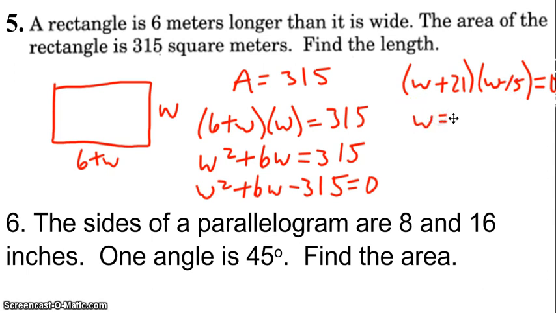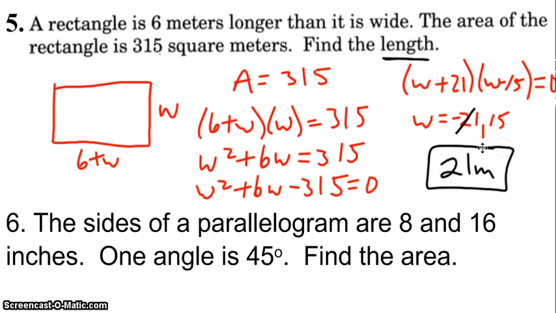So we get W values of negative 21 and positive 15. We cannot have a negative length, therefore negative 21 would not work. We want to find the length. We found the width to be 15 meters. If we add 6 to that, we get 21 meters.